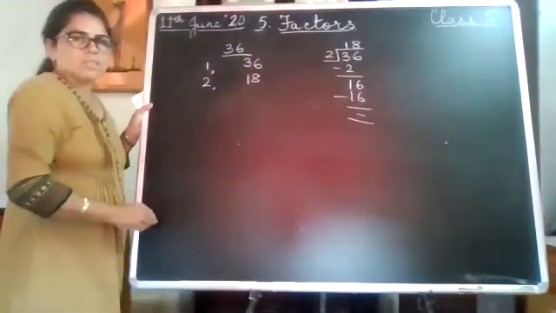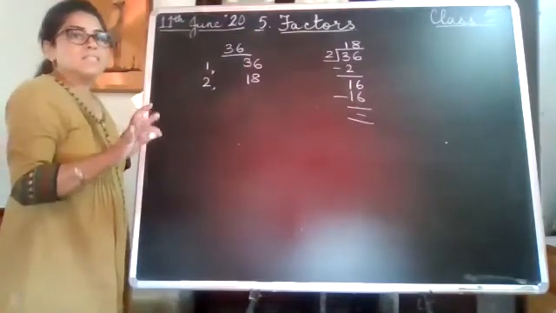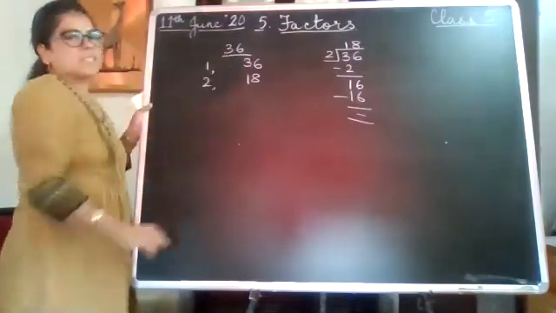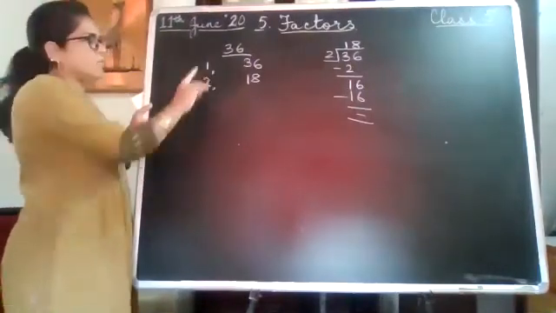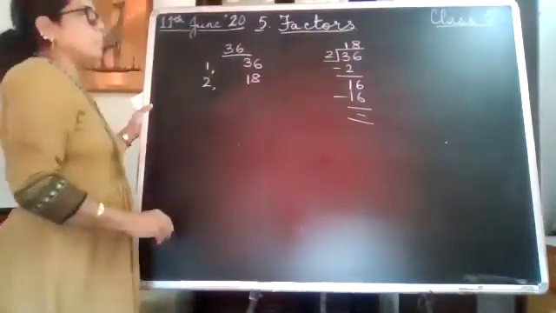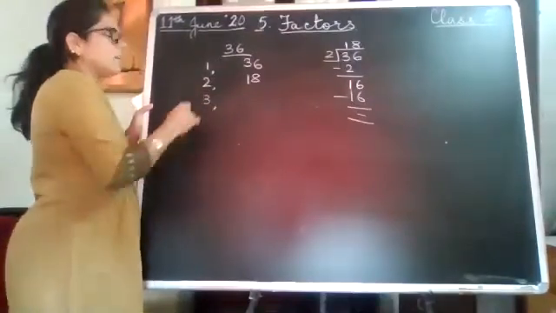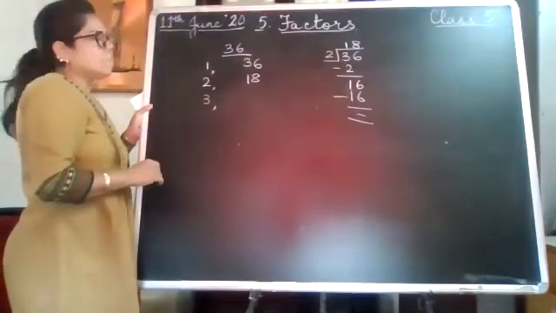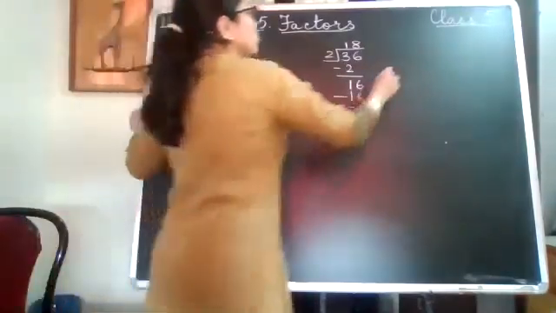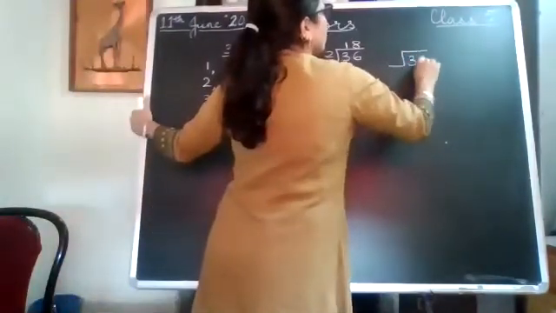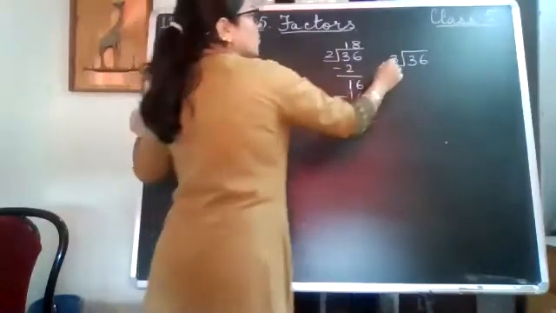Next we go to 3. The rule for 3 is you add the digits. When you add 3 and 6, you get 9. 9 is divisible by 3. Therefore, 36 is also divisible by 3. So I know that 3 is a factor of 36. Okay, but 3, how many times does it divide? If I don't know, I do actual division here and find it out.